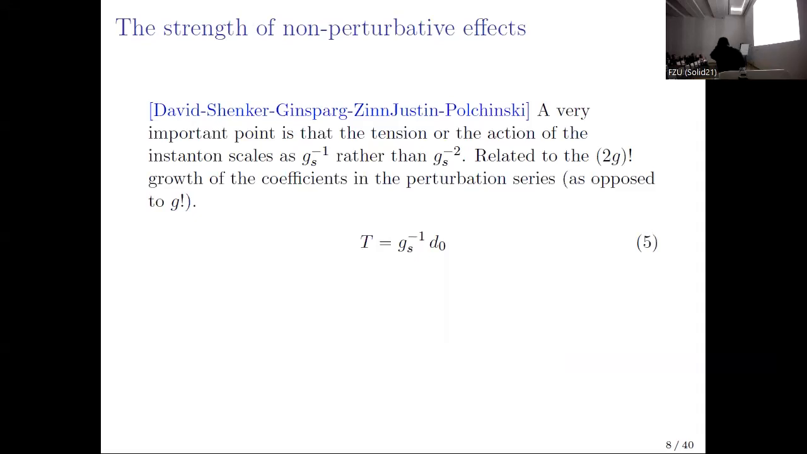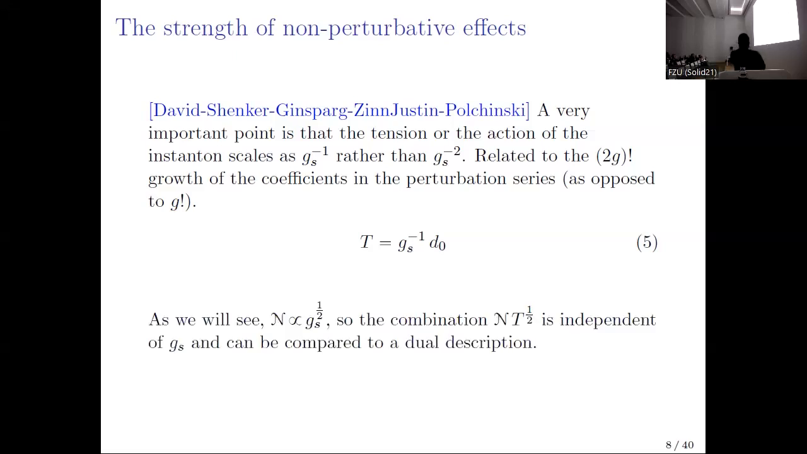Okay, so about the strength of non-perturbative effects, something that was already mentioned. In fact, we knew that some effect of this order, e to the -1 over G string, has to be there just from the growth of coefficients in the perturbation series. The minimal string, these non-critical string theories, were known before Polchinski even discovered D-branes. The point is that if you look at higher and higher genus in the perturbation expansion, the coefficients grow like 2G factorial, where G is the genus, as opposed to G factorial. These observations were made by Steve Shenker and other authors in the late 80s or early 90s. So the tension goes like G string inverse times some constant D naught. And this is an important effect.